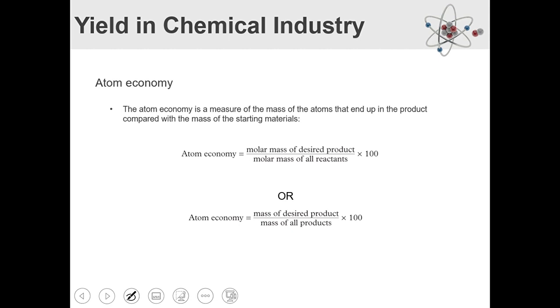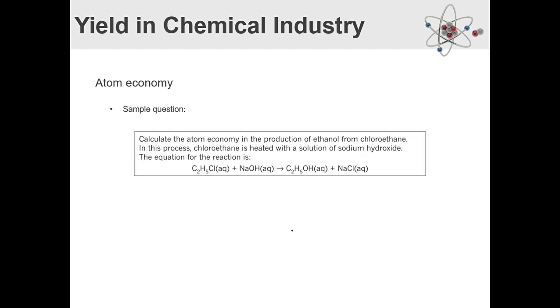So, atom economy is a measure of mass of atoms that end up in the product compared with the mass of the starting materials. All right. Now, atom economy is equal to molar mass of desired product divided by molar mass of all reactants, or mass of desired product divided by mass of all reactants. Both of them times 100. Right? So what you need to do is have a look at this question.